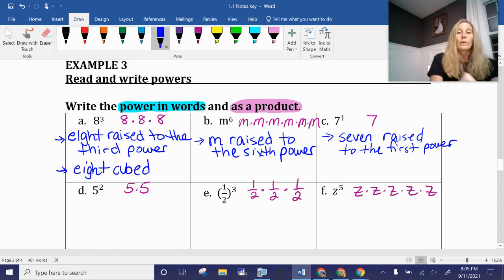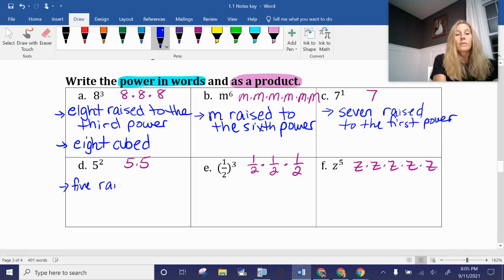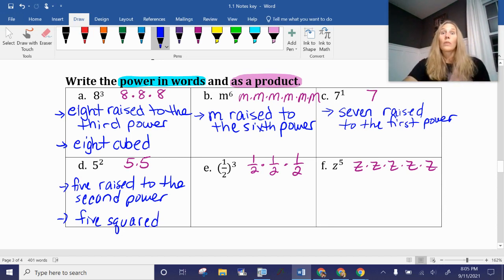Now, as far as writing these out in words, the 5 to the second power here, of course, we could write 5 raised to the second power. But this is one of those special ones because the second power is also known as something being squared. So we could also write that out as 5 squared. So whenever something is being raised to the second or third power, it also could go by those other options as being squared or cubed.